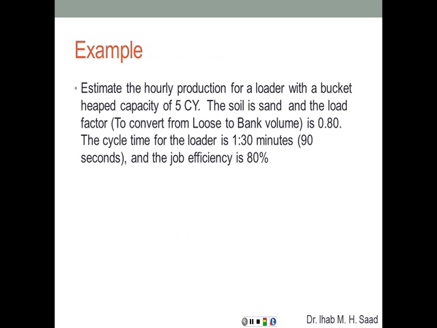Here we have an example. Estimate the hourly production for a loader with a bucket heaped capacity of 5 cubic yards. The soil is sand, and the load factor is basically to convert from loose to bank volume, because that soil filling the scoop or filling the bucket is going to be in its loose condition. So if we want to convert it and get the production in bank cubic yards per hour, we need to convert to bank volume. That load factor is 0.8.